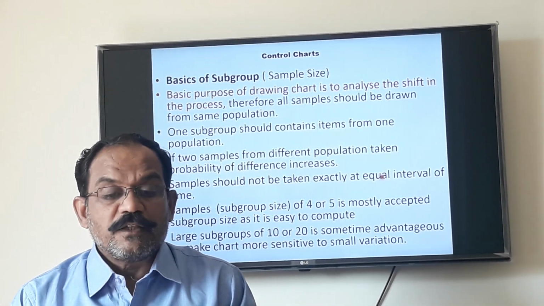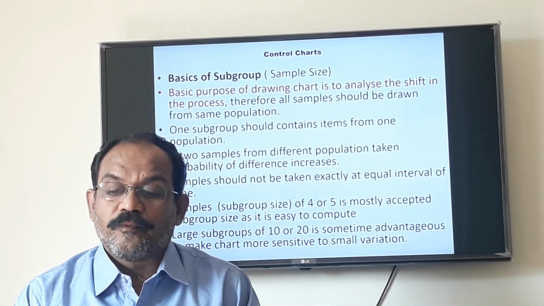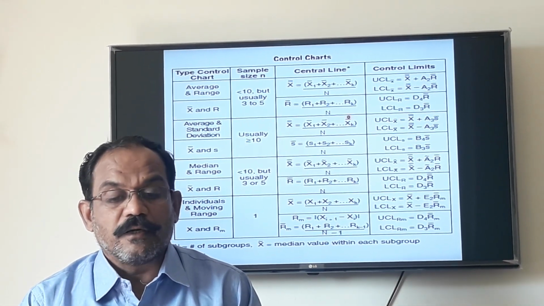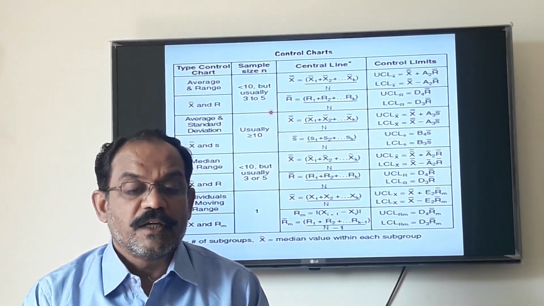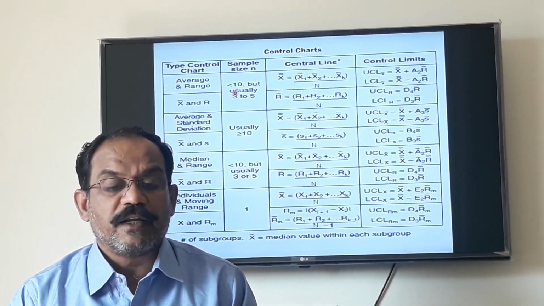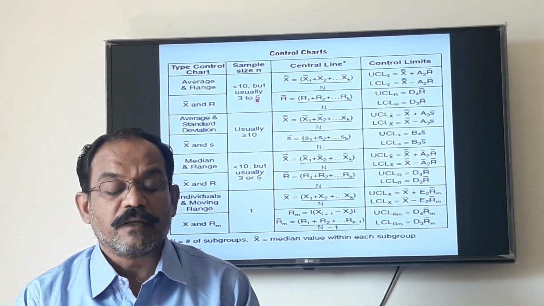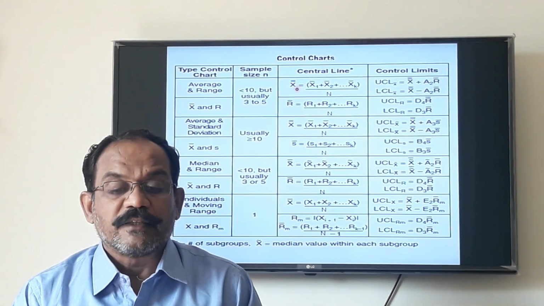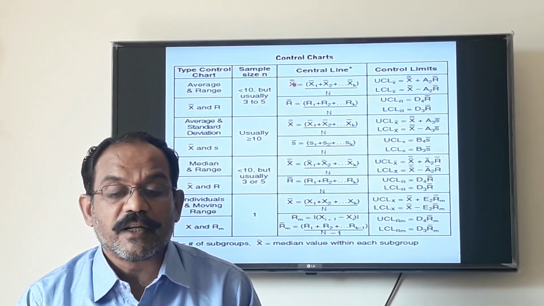Now, once you have collected the data and tabulated it, we will discuss how to calculate the different ranges for these charts. Suppose the type of chart is the X bar and R chart. The subgroup size is less than 10, but usually 3 to 5, as we saw in the previous slide. For the X bar chart, the central line is calculated as X double bar.